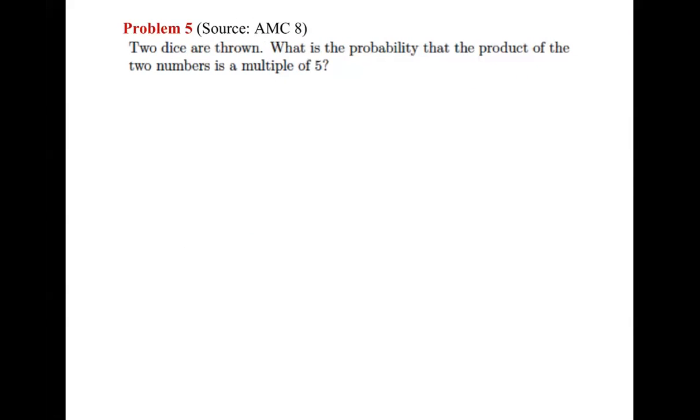Okay, question 5. This question is actually pretty similar to the first question from last week. We're going to be using the same concept of complementary counting. And basically, complementary counting, if you recall, is just the total probability, or 1, subtracted by the probability of what you don't want.